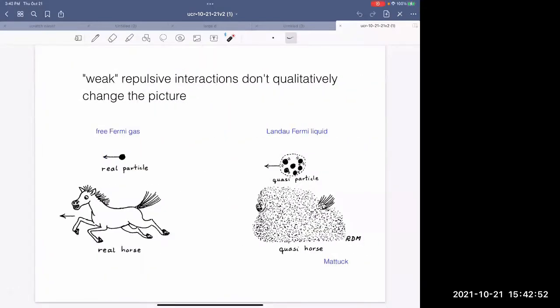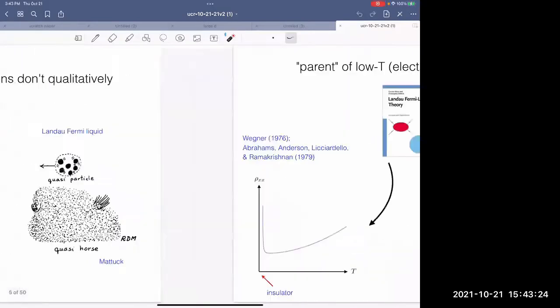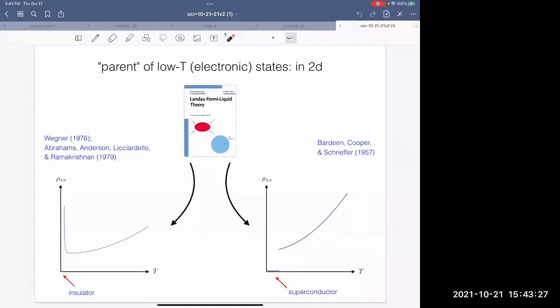So it turns out, and one of the triumphs of Landau Fermi liquid theory is that weak repulsive interactions essentially don't qualitatively change this picture. So roughly similar to conventional perturbation theory, there's a one-to-one correspondence between, say, the non-interacting electron and the weakly interacting quasi-particle excitation. So one of the successes of this theory is in terms of thinking about this as a parent state of low temperature states of matter.